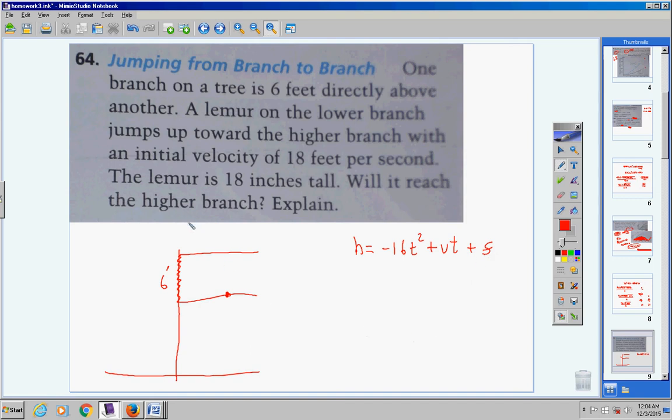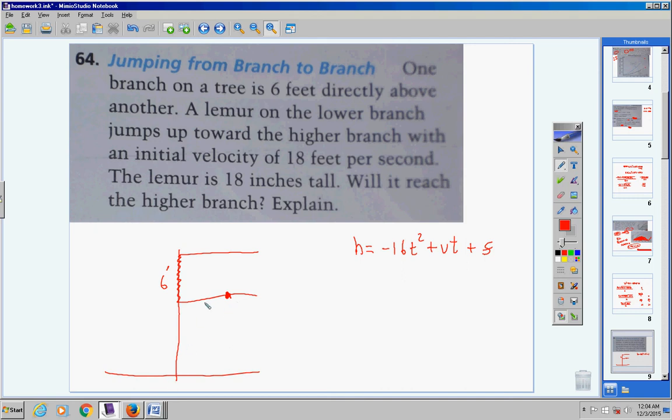Okay. Now the lemur's 18 inches tall. Will it reach the higher branch? Now, I'm surprised they included that fact that the lemur's 18 inches tall, because in previous word problems, they've not really been that picky about details like that, but that's fine. So let's really take our time and slow this down, okay?